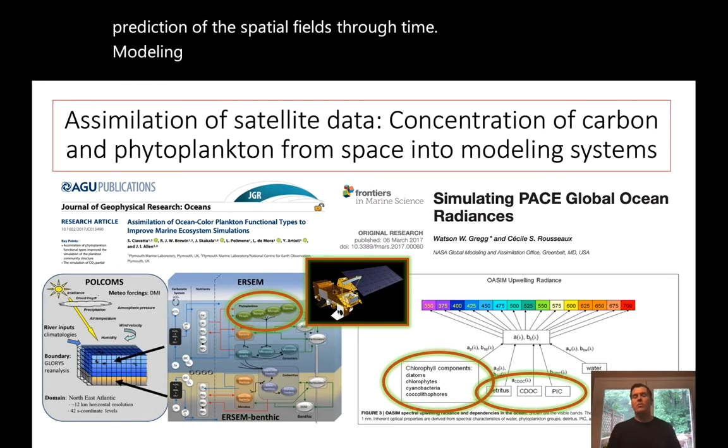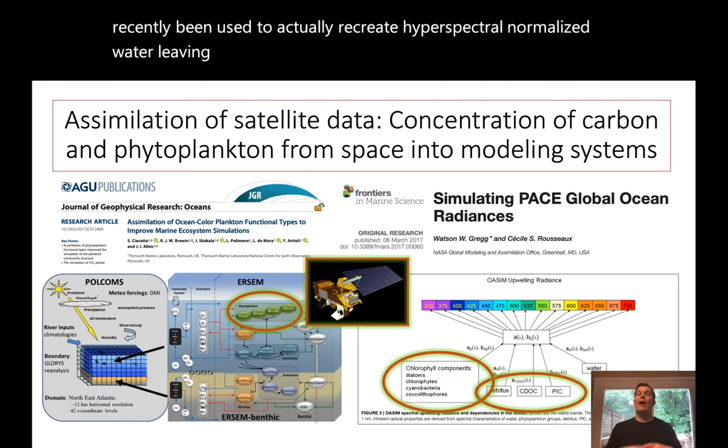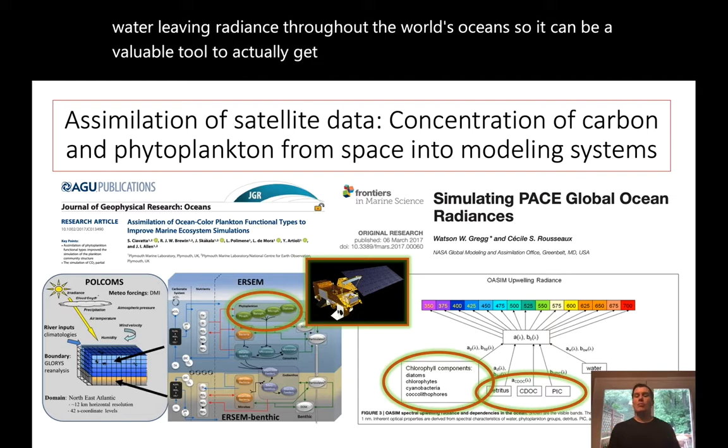And what's really cool about the NOBM is that it's recently been used to actually recreate hyperspectral normalized water leaving irradiance throughout the world's oceans. So it can be a valuable tool to actually get a better sense of what's possible as we move into the hyperspectral age.